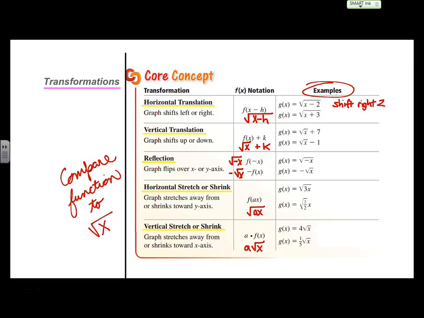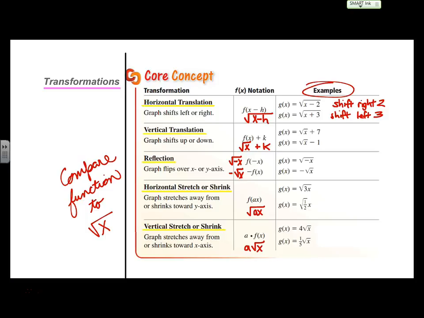Whenever there's a plus on the inside, well, if it's not right, what must it be doing? It's going the opposite way. So whenever you have a minus inside a function, in this case square root, the minus actually is backwards from what you think. It's going to the right. It's moving to bigger numbers. And then the plus is shift left.